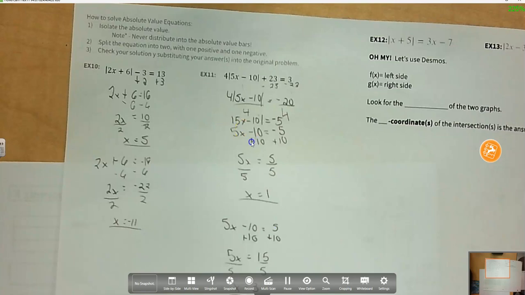Looks fine. Add 10. That gave her 5x equals 5. That's right. Divide by 5. You get 1.